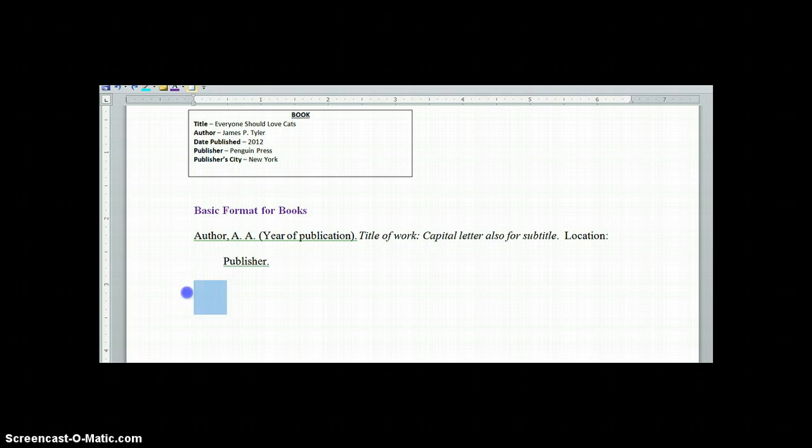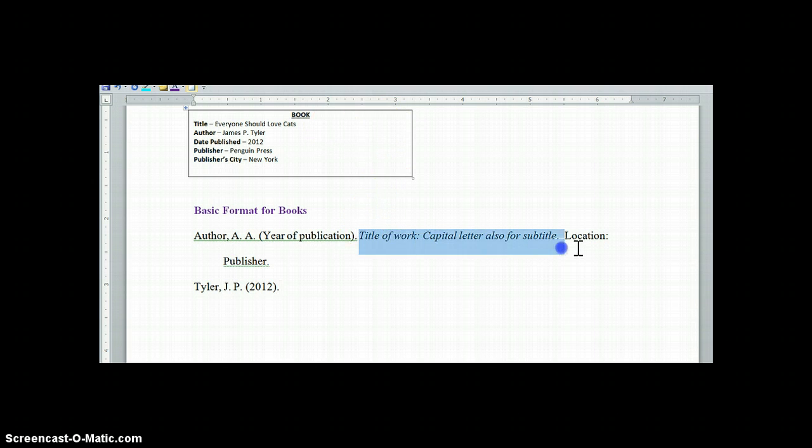So let's get started. The first thing I want to do is note the author's last name, in this case, Tyler. This is followed by a comma, followed by the first initial, period, and middle initial, period. The year of publication follows in parentheses, and again, a period.